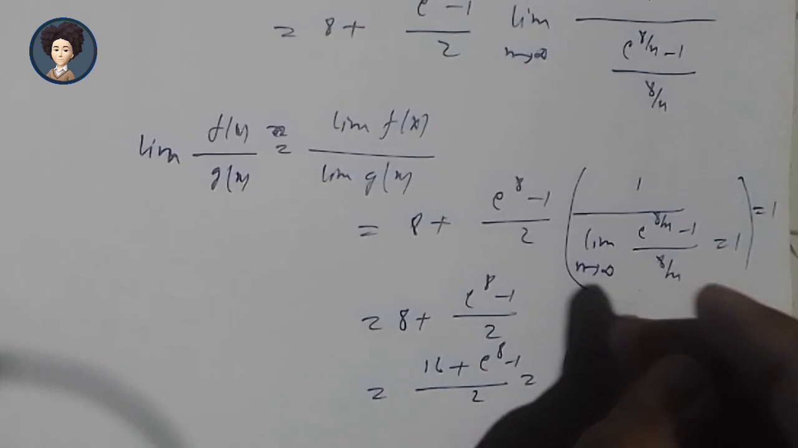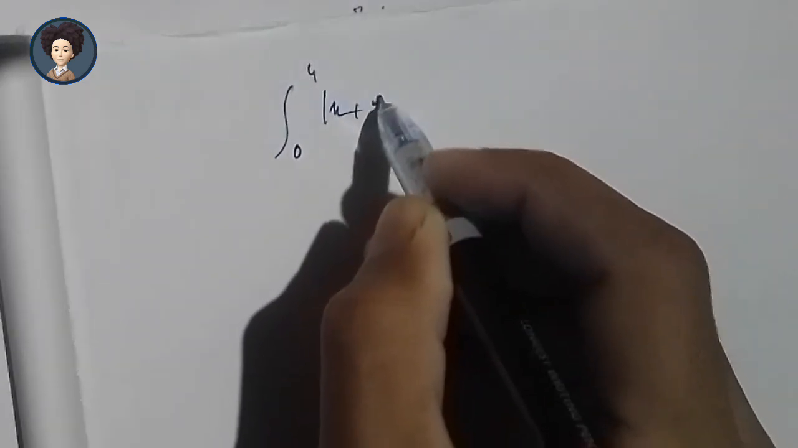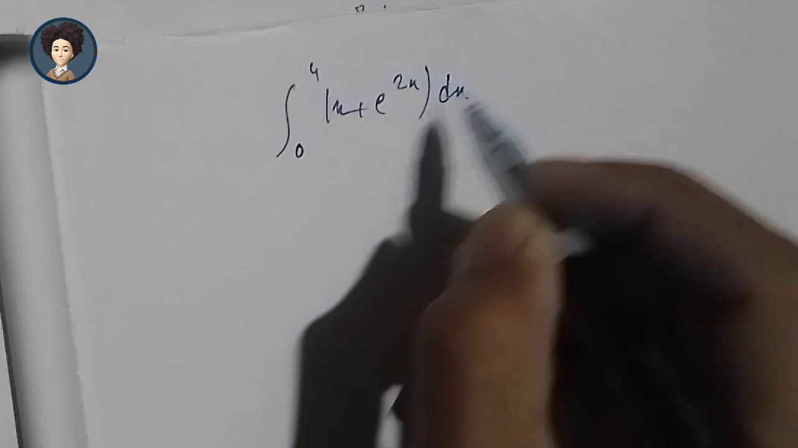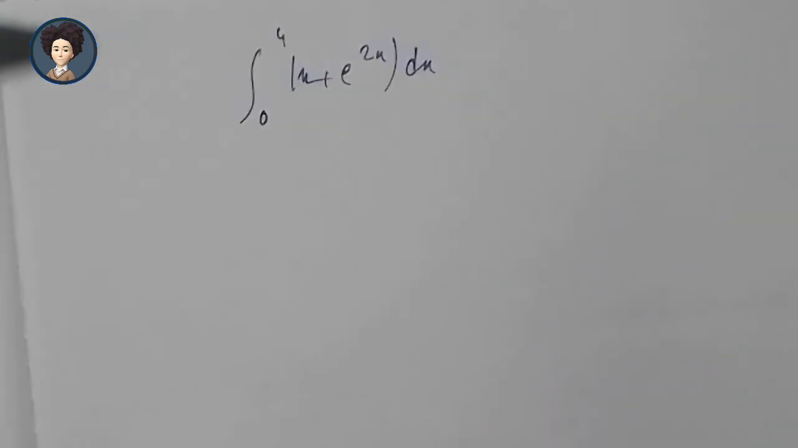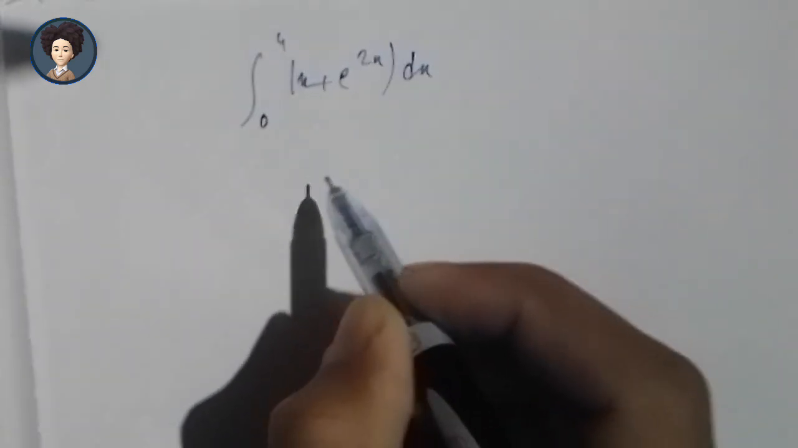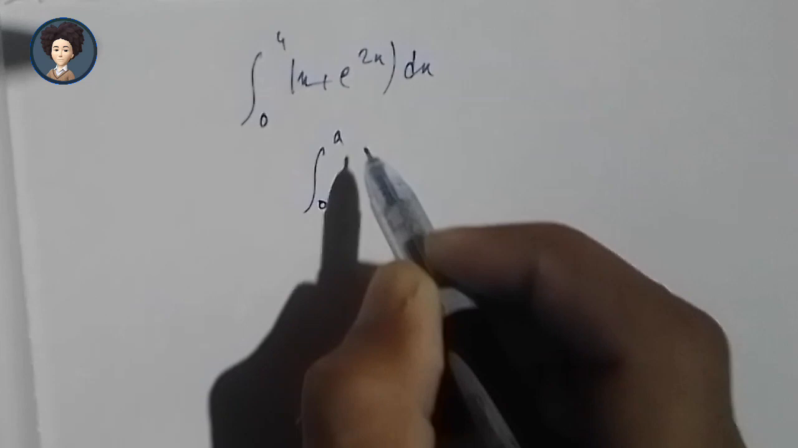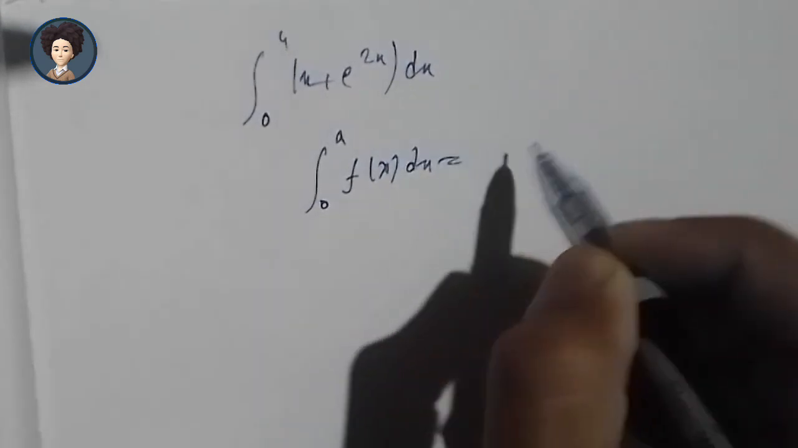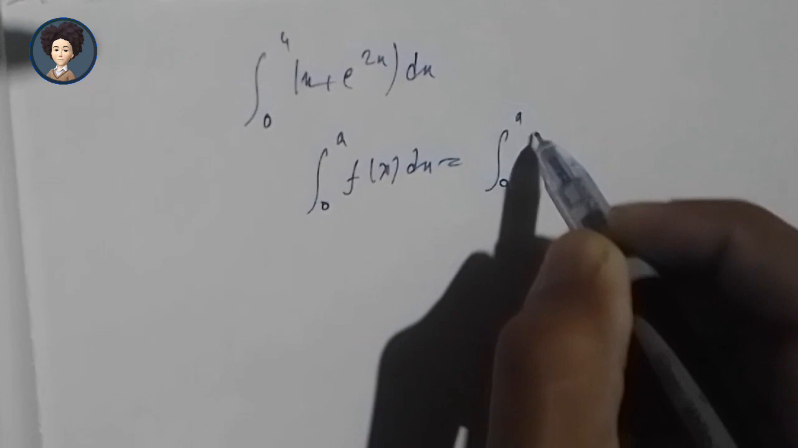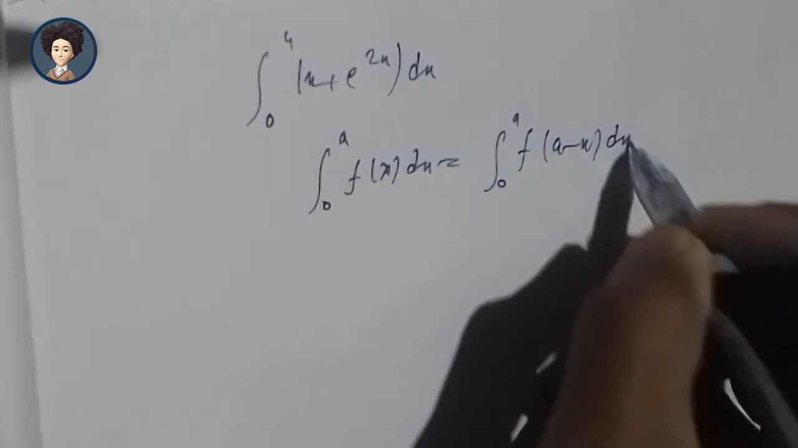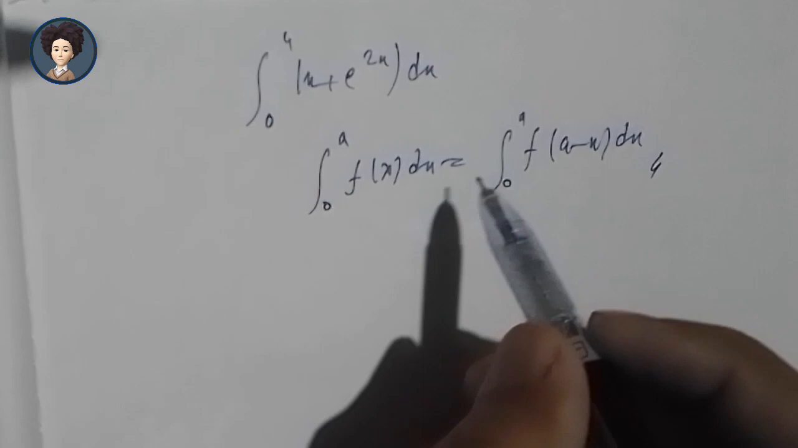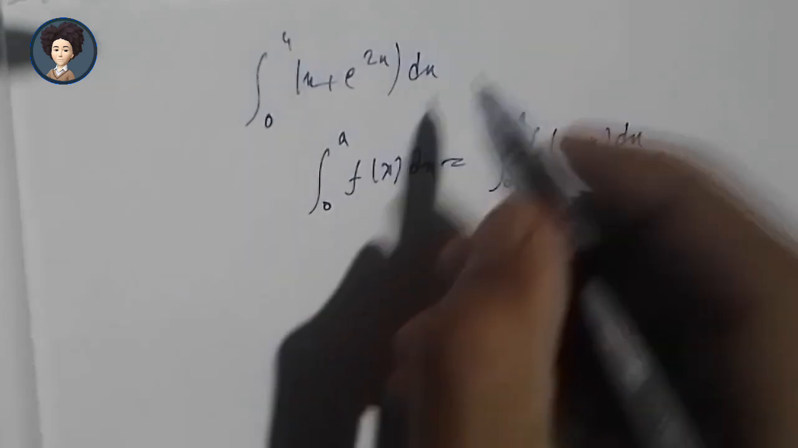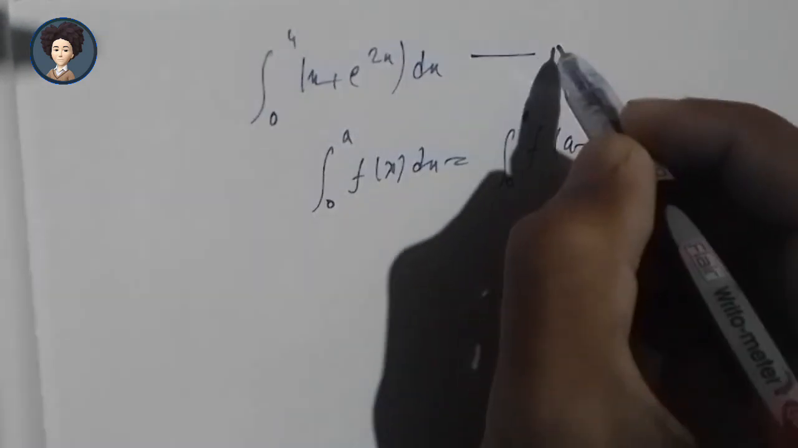And now let's discuss the other method. Since our integration was 0 to 4 of x plus e to the power 2x dx, now I'm going to use another method, and that method is the properties of definite integrals. Since we know that if we have the integral from 0 to a of f of x dx, then we could write this as the integral from 0 to a of f of a minus x dx, isn't it? So now I'm just going to use this property. Let's define this equation as 1.